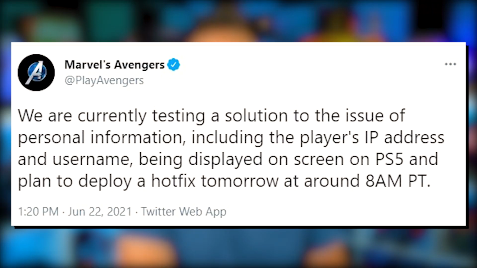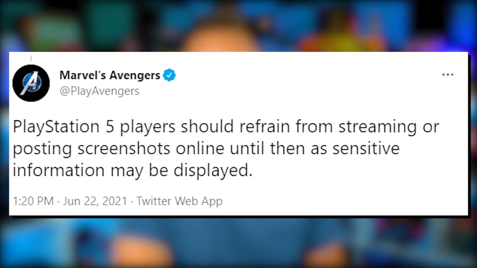Play Avengers followed up by saying the following at about 1:20 p.m. today. We are currently testing a solution to the issue of personal information, including the player's IP address and username being displayed on screen on PS5, and plan to deploy a hotfix tomorrow around 8 a.m. PT. It goes on to say PlayStation 5 players should refrain from streaming or posting screenshots online until then, as sensitive information may be displayed. Yeah, like all of our information.